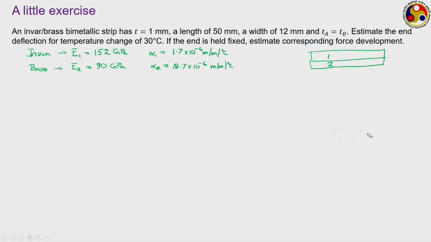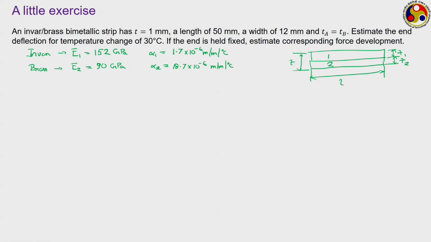We know the properties for both the corresponding materials. It is given that the total thickness of the strip is 1 mm. So, this total thickness T equal to 1 mm, that is given. The length L is 50 millimeter, width of 12 millimeter. The width is not shown here, that is a third dimension, which is normal to this particular screen, and TA equal to TB, that is an important information. So, the thicknesses of both the materials are equal, or let us just write this one to be consistent with the notation that you are using, say T1 equal to T2.